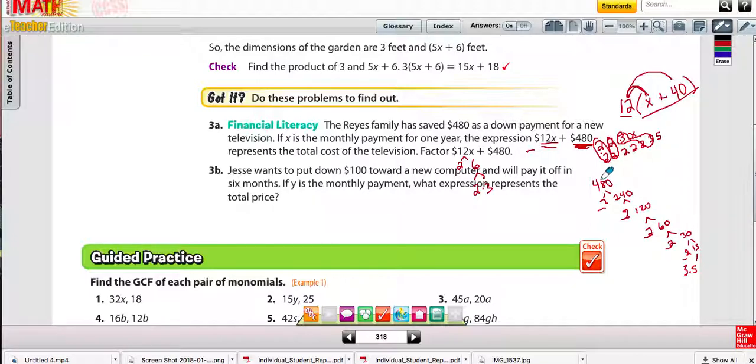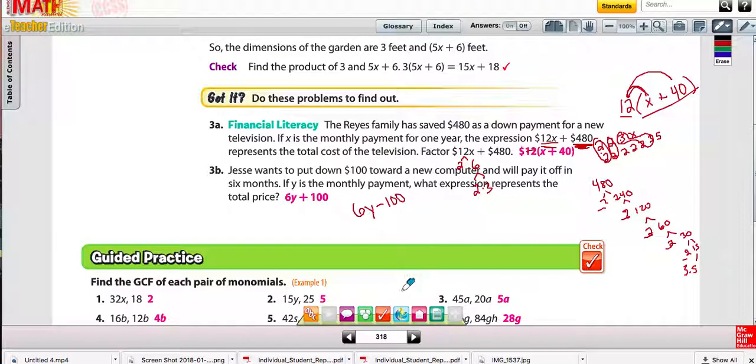Okay. In 3b, she wants to put down $100 towards a new computer, will pay it off in 6 months. Y is the monthly payment. What expression represents the total price? So here's the monthly payment. We're going to multiply that by 6 because she wants to pay it off in 6 months. And we're going to take away the $100 because that was the down payment. So let me just check on that. Actually, it's plus $100. Right, that makes sense. Sorry about that. So 6 times the number of payments, Y, plus the $100 you put down, should be the total cost of the new computer. And then up here we had the right answer there.